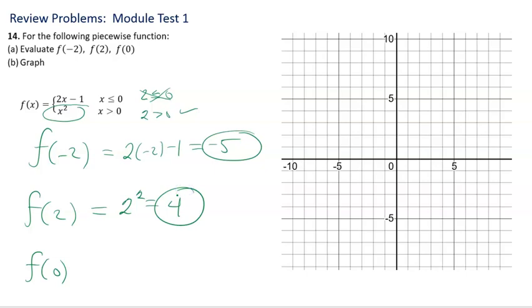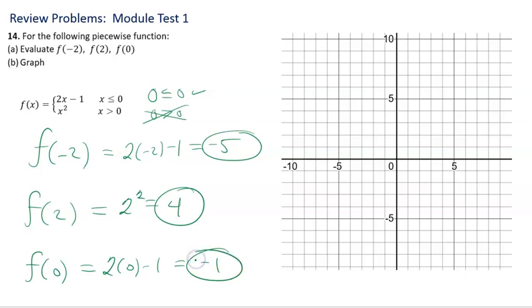And then finally, 0. Erase all my scratch work up here. 0. Is 0 less than or equal to 0? It is, right? 0 is definitely not greater than 0. So it's the top piece that I use. So I plug 0 into that top piece. That's 2 times 0 minus 1, which gives me negative 1. And part A is done.